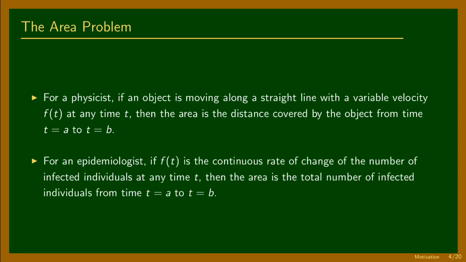For an epidemiologist, for example, these are the people who study epidemics like the COVID-19, right? If the function f of t represents the continuous rate of change of the number of infected individuals at any time t, this could be measured daily or every hour or every week. It depends on the situation. Then the area from t equals a to t equals b represents the total number of infected individuals from time t equals a to time t equals b.